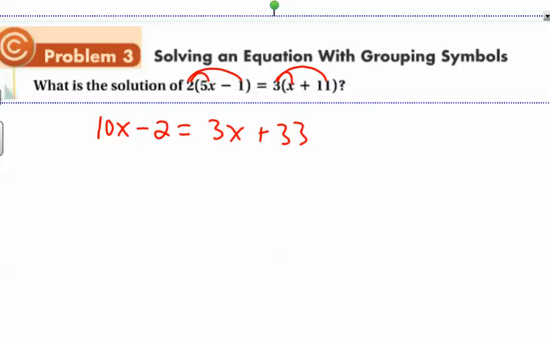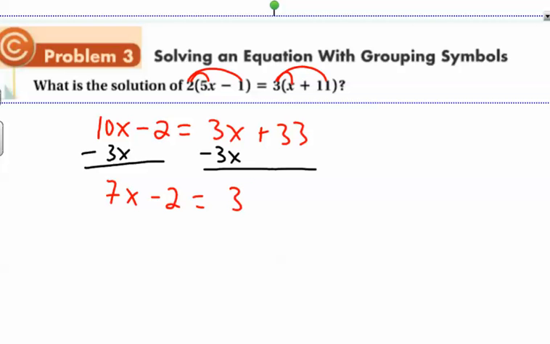Okay? And then now we're back to where we were before. Who's bigger, 3x or 10x? Well, 3x is the smaller guy, so I'm going to bring him over. All right? And when I do that, I now have 7x, bring down that negative 2, and then this is 33. And then this is just old hat. Now we just add 2 to both sides, and we have 7x equals 35.